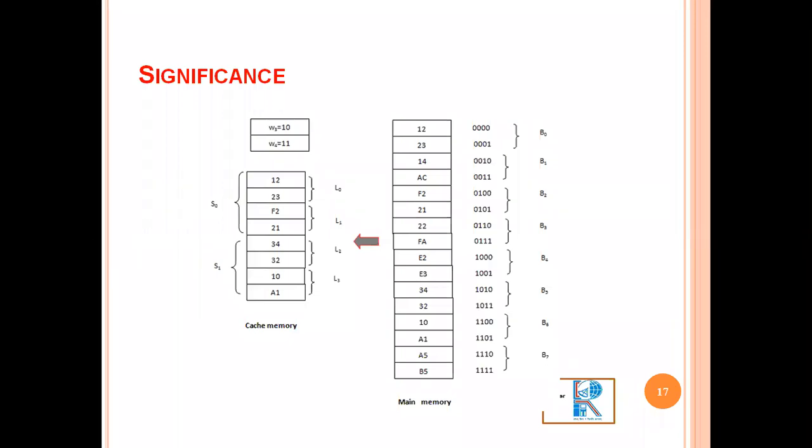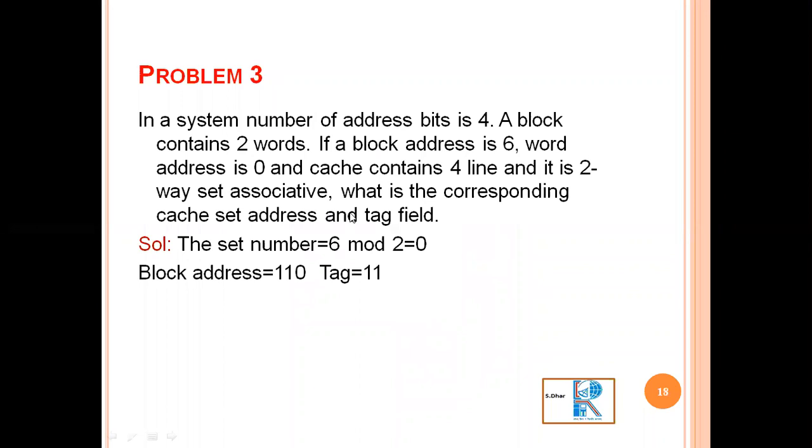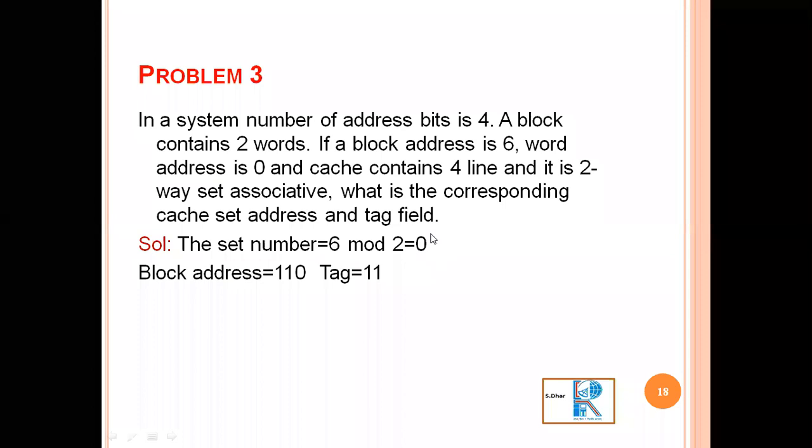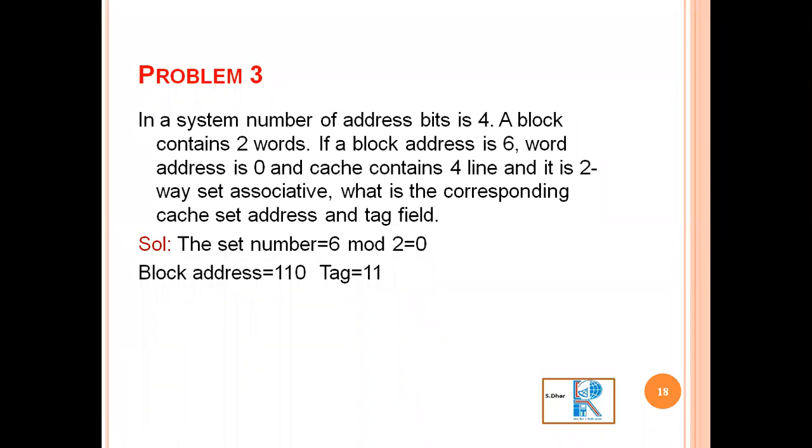Clear? So here one example is given. A block contains 2 words. If the block address is 6, and this is a two-way set associative cache, what is the corresponding cache set address and tag field? The set number is 6 mod the total number of sets. We have seen 2, so 6 mod 2 is 0. That means the particular block 6 will go to set number 0. And within the set, if there is an empty space, it can put the data anywhere.